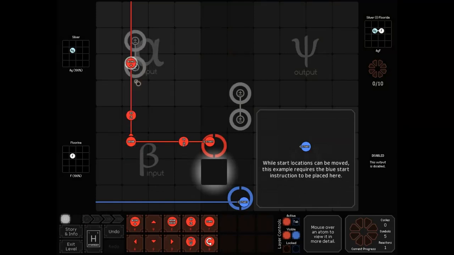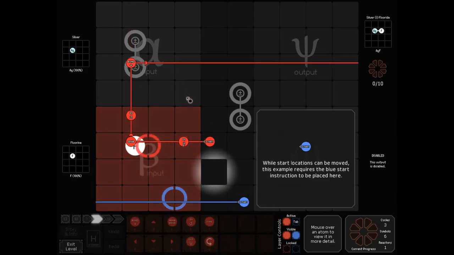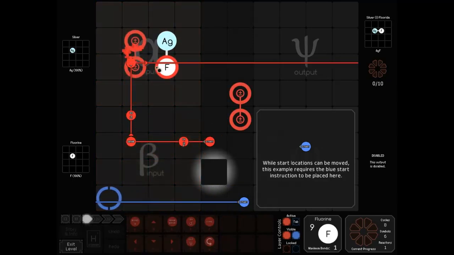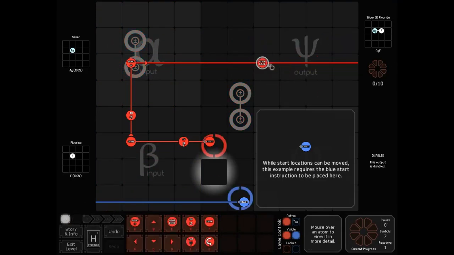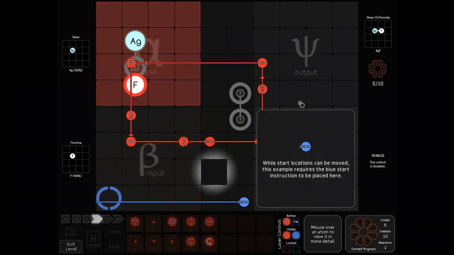And the bond command. So see what happens. It hits the bond command. Now it forms a bond between them, and we can move the whole molecule together. Just drop it in the output zone. Create your output command. And this should work.